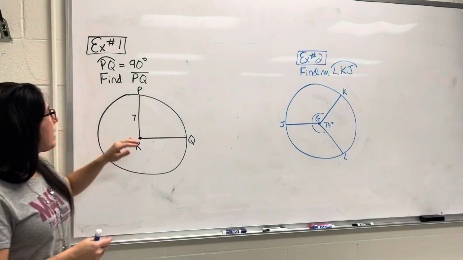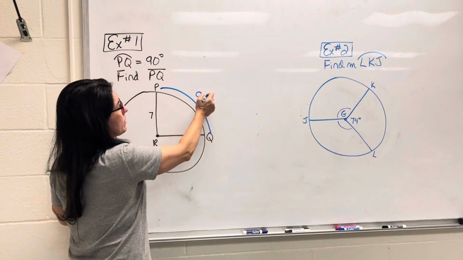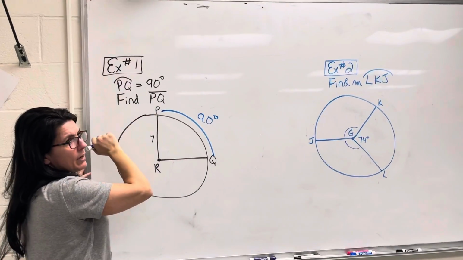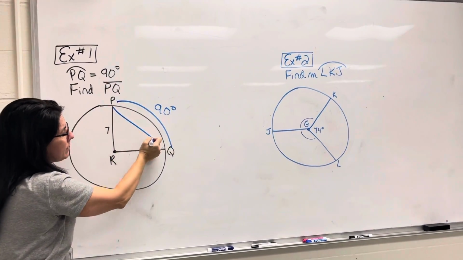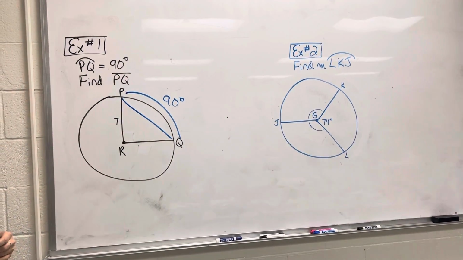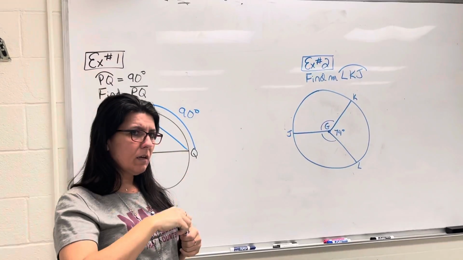So you're given that arc PQ, this arc here, is 90 degrees. And you're asked to find the distance. Remember, this is a segment. Be careful with your notation. From P to Q, you're trying to find the length of that line. So what do you see that's going to help you figure that out? What do you see?